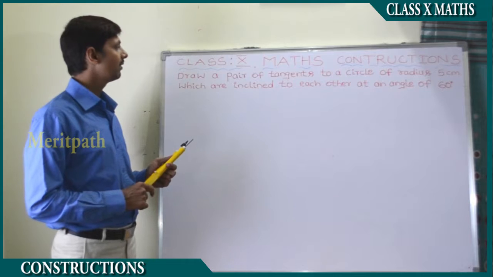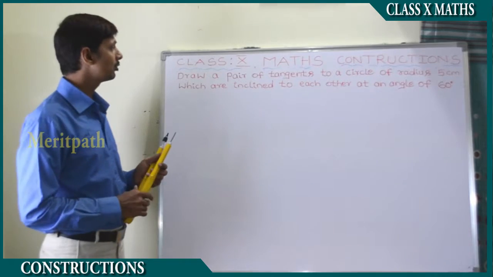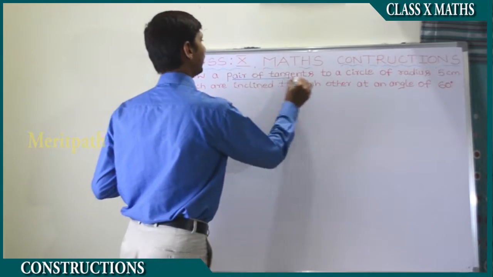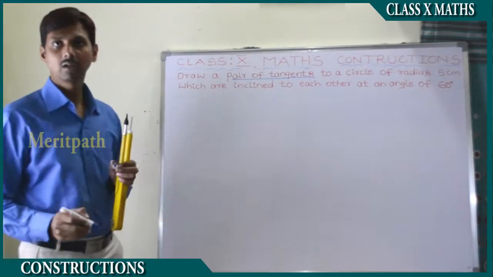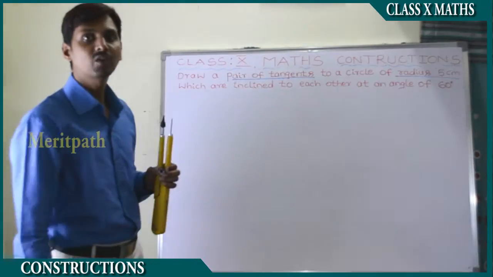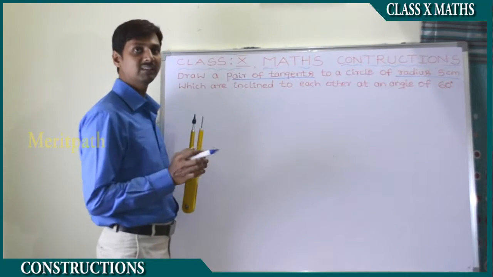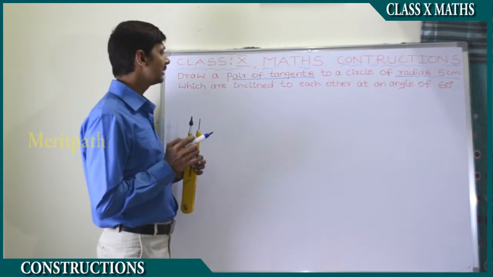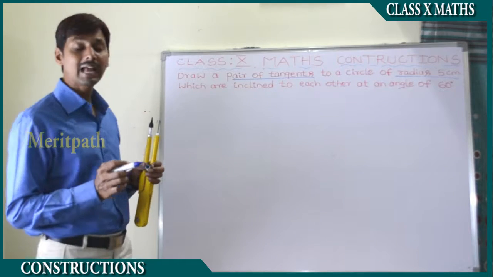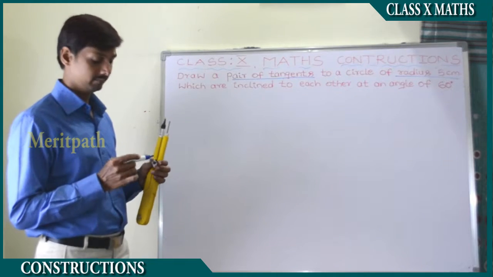Radius 5 centimeters, which are inclined to each other at an angle of 60 degrees. We need to draw a pair of tangents to a circle which is of radius 5 centimeters, and which are inclined to each other at an angle of 60 degrees.